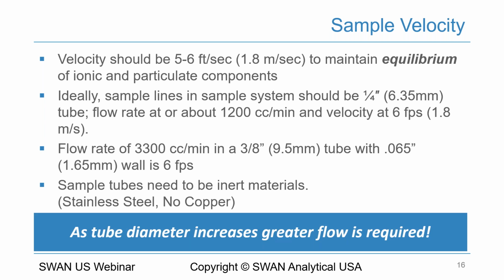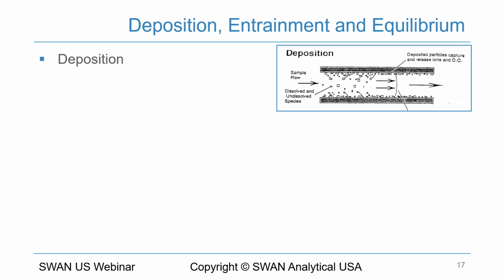As the tube diameter increases, greater flow is required. So we want to maintain equilibrium. What we're seeing here is if we were in deposition mode or a reduced velocity, a lot of the dissolved and undissolved species in the water will actually fall out of suspension and deposit on the tube, thus getting us an unrepresentative sample to the analyzer.